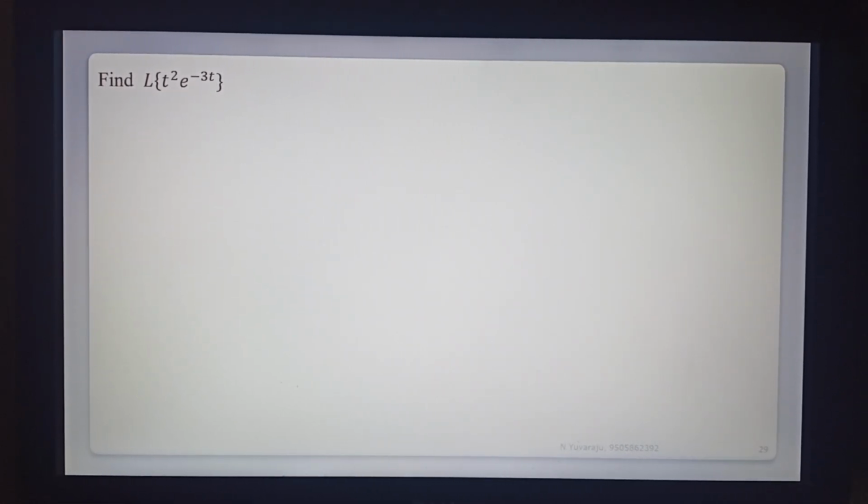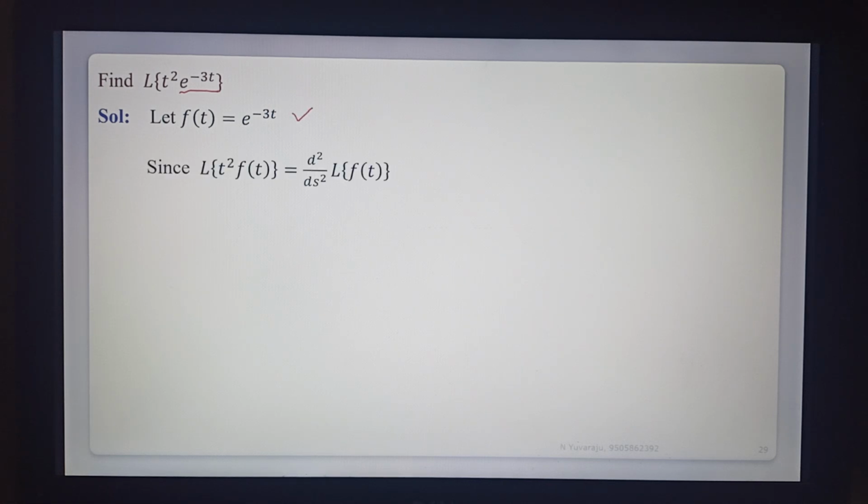See the second example. Find the Laplace transformation of t square into e power minus 3t. Let f of t be equal to e power minus 3t. Since it is multiplication by t square, this is d square by ds square of L of f of t. So L of t square into e power minus 3t is equal to d square by ds square of L of e power minus 3t.